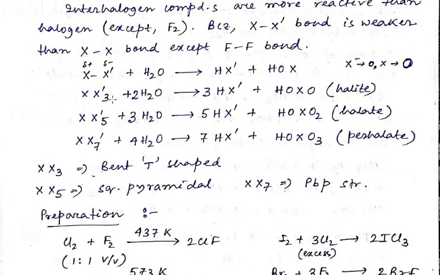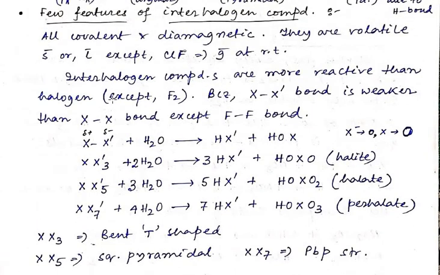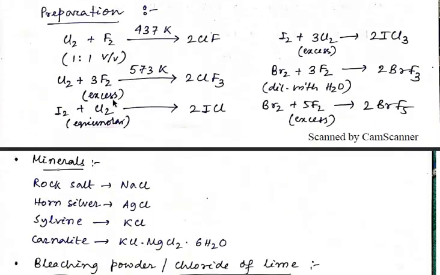We have also observed the reactions of the interhalogen compounds with water, and we have discussed the structure of the interhalogen compounds and their physical characteristics, like they are covalent in nature and diamagnetic. In maximum cases, the interhalogen compounds are volatile solids or liquids, and they are more reactive than the halogens. This is mainly due to the difference in electronegativity in the interhalogen compound. So for these reasons, the interhalogen compounds are more reactive than the simple halogen molecules.